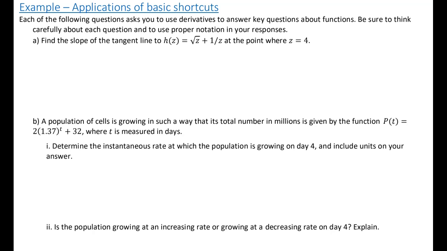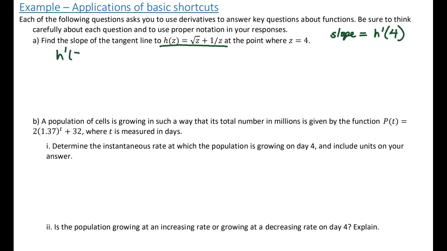Okay, so the first one that I have is just directions to find the slope of the tangent line to h of z equals the square root of z plus 1 over z at the point where z equals 4. So we should know, hopefully, that slope of tangent equals derivative, and we specifically want the derivative when z equals 4. So we're trying to find h prime of 4. That needs to be a two-step process. You need to find a derivative formula, and then you need to plug 4 in.